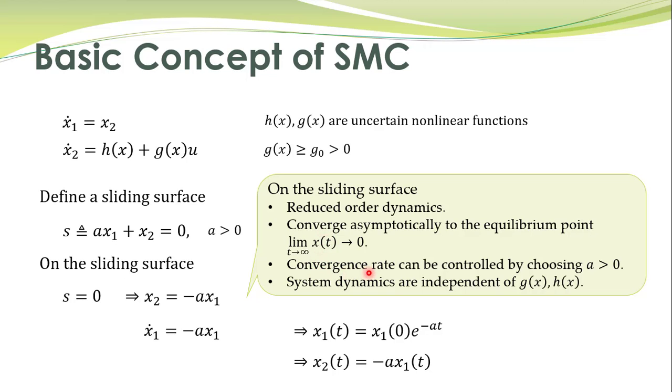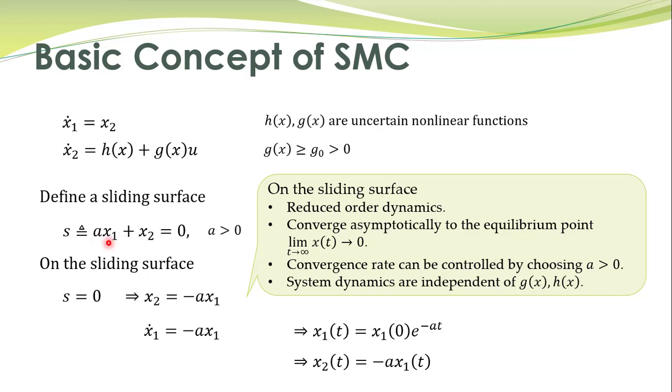We can also control the convergence rate by choosing appropriate value of this positive constant a. We have chosen this positive constant, we can change it to control the convergence rate. And furthermore, system dynamics are independent of g of x and h of x, because the entire system is described by this differential equation, that is it is independent of g of x and h of x, which are uncertain, but it is independent of these uncertain nonlinear functions.